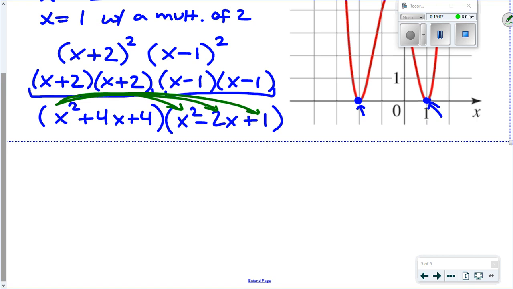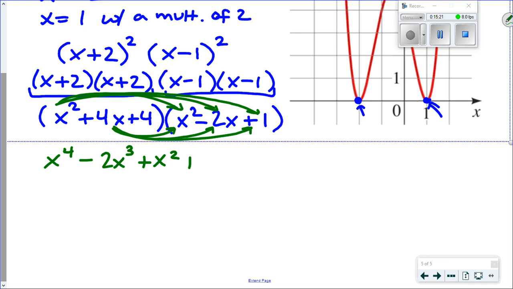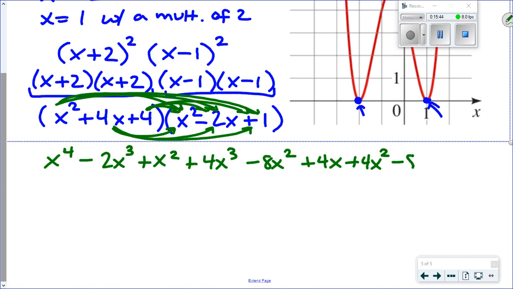So x squared times x squared is x to the fourth. X squared times negative 2x is negative 2x cubed. X squared times 1 is x squared. Okay, and then we have to do the same with the 4x. So 4x times x squared is 4x cubed. 4x times negative 2x is negative 8x squared. And then 4x times 1 is 4x. And now I'm going to do the same thing with 4. So 4 times x squared is 4x squared. 4 times negative 2x is negative 8x. And 4 times 1 is 4.